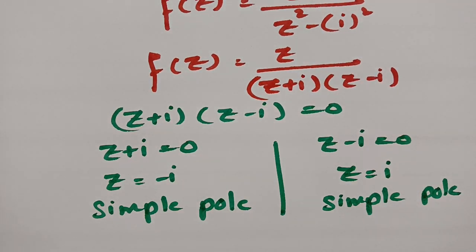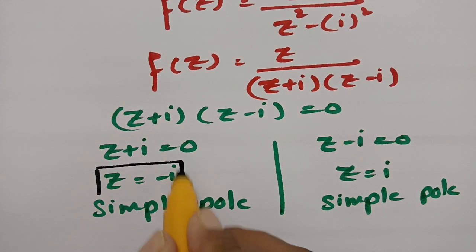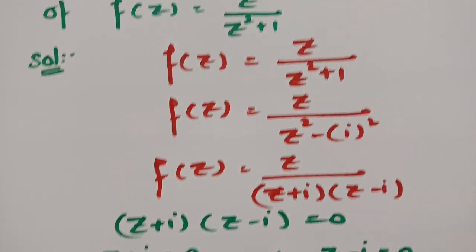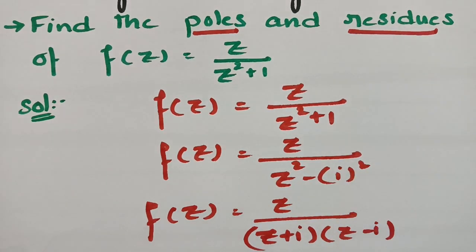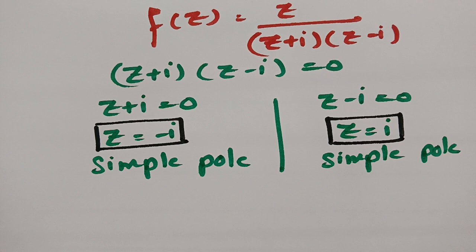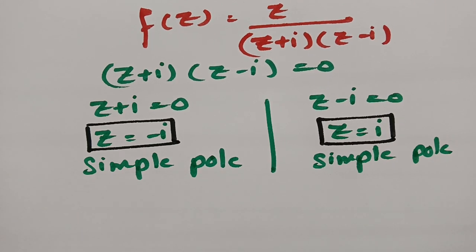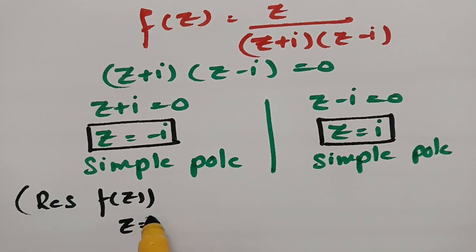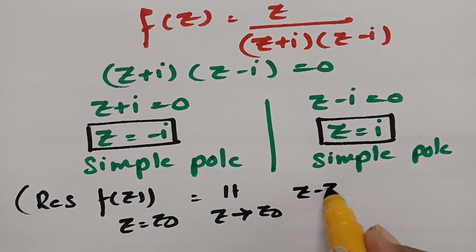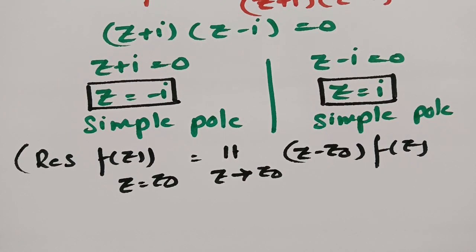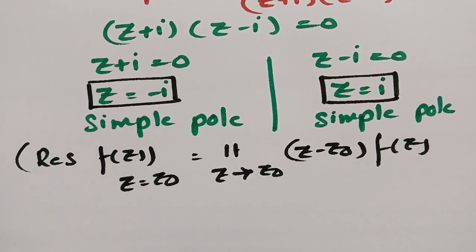So here we got simple poles as plus or minus i. Now the pole values are z is equal to minus i and z is equal to plus i. Now we have to find the corresponding residue values for each and every pole, as they are simple. For a simple pole z is equal to z naught, the residue of f of z is the limit z tends to z naught of z minus z naught into f of z. In this, I am taking z naught as the pole value, first minus i.